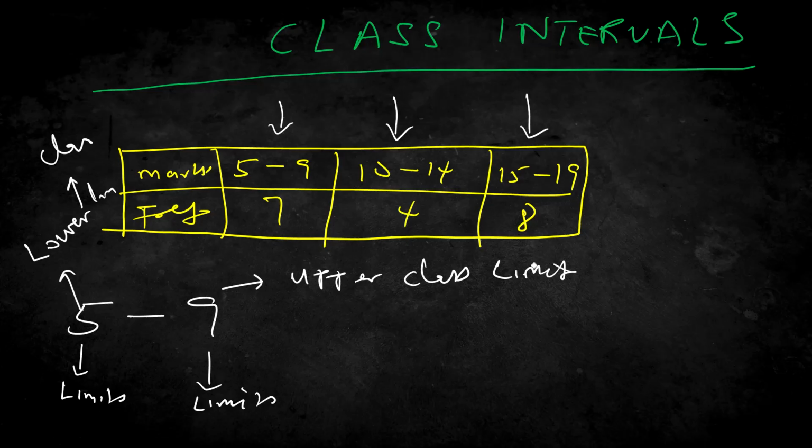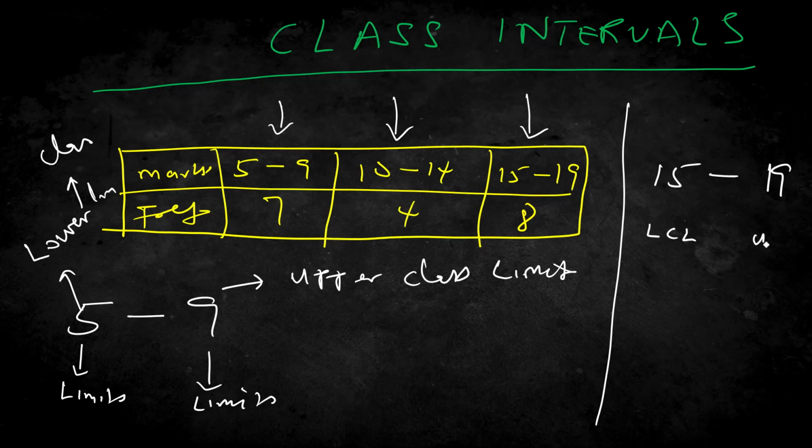That's that. So when you're given 15 to 19, 15 is the lower class limit and 19 is the upper class limit. That's that. All right.